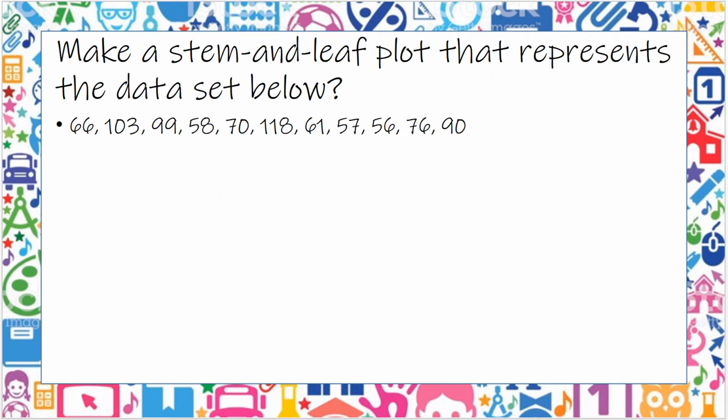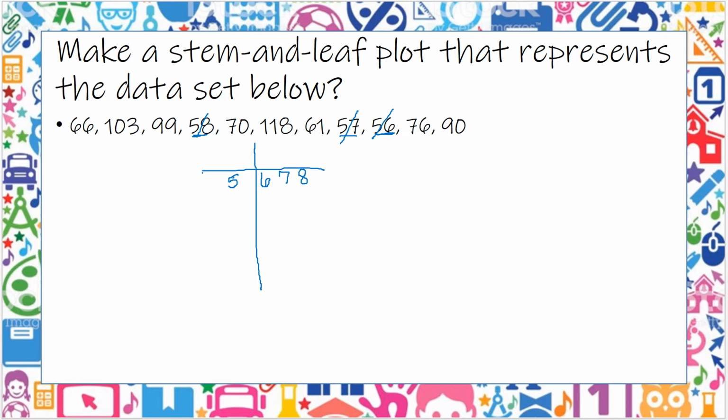Make a stem and leaf plot that represents the data set below. The first thing I'm going to do is find my lowest number, and it looks like it's 56. So I'm going to start my stem and leaf plot with a 5 in the tens place. Then I've got a 6 in the ones place. That's going to be my leaf. I've already used that one. Then I see a 57, so I'm going to put a 7 there. The 5 is in the tens place, the 7 is in the ones place. Then I see a 58. So 5 is in the tens place, 8 is in the ones place.